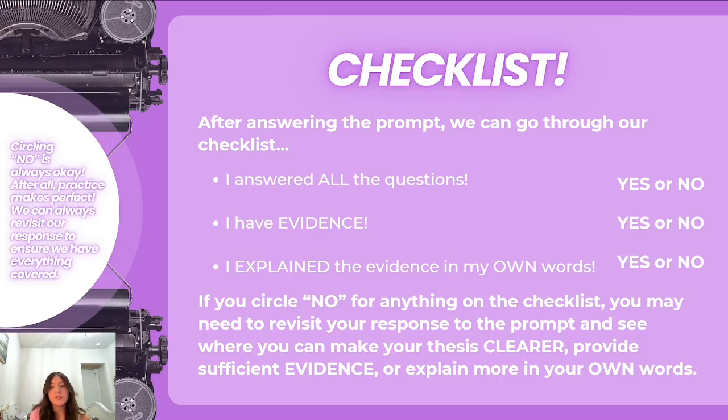Now, as you're going through the checklist at the very end, if you circle no for anything, that's absolutely okay, but you may need to revisit your response to the prompt and see where you can make your thesis clear, provide sufficient evidence, or explain more in your own words, depending on which part of the checklist you said no for. And this is always okay because practice makes perfect, and we always want to ensure our response covers everything.